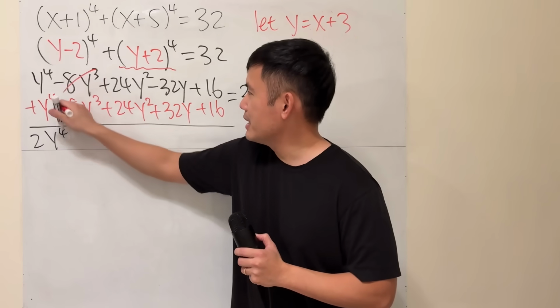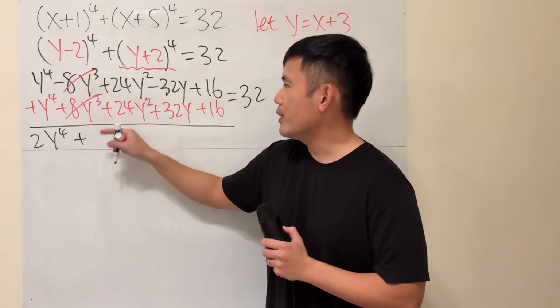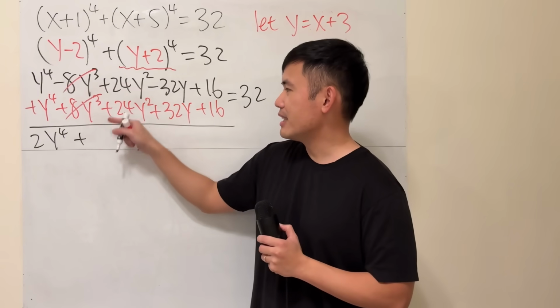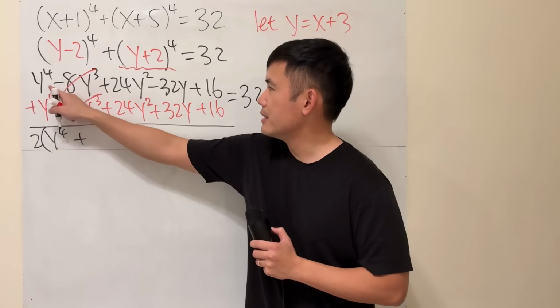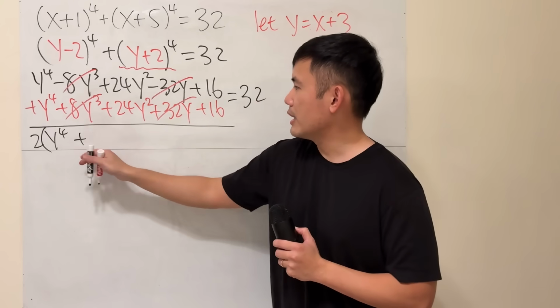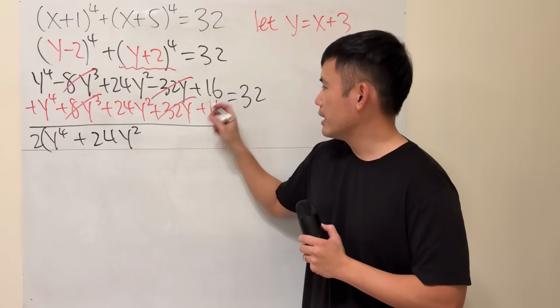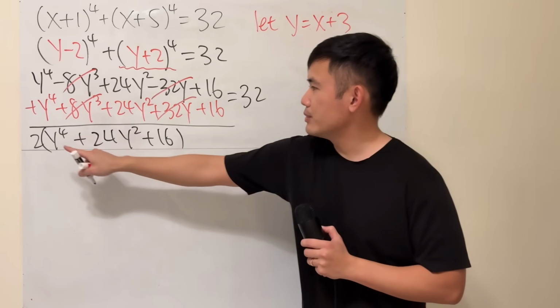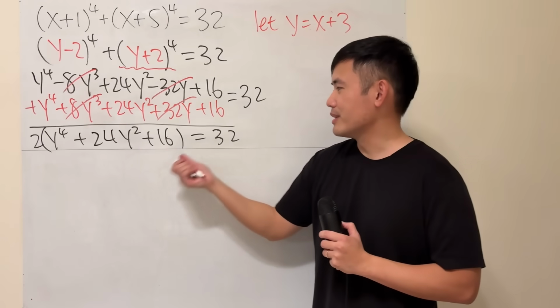Anyways, now notice if you add them up, all of this right here will just be 2y to the fourth, and this and that cancel, which is very nice. Instead of just adding them up, I'm going to factor out the 2 because this and that are the same. So it's 2 times these terms, right? I'm just going to cancel this out. 2 times this, so 24y squared, and then plus 16. Right? 2 times that, and that's equal to 32.